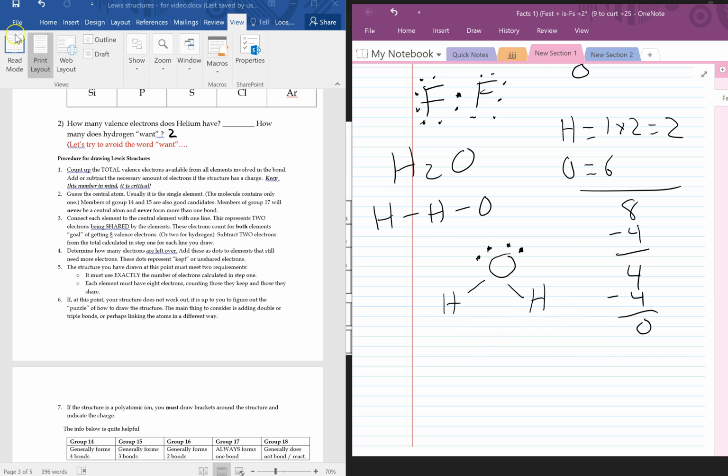So going down to step 5 here and double checking everything I've done, it must use exactly the number of electrons calculated in step 1. Yes, it has. 1, 2, 3, 4, 5, 6, 7, 8. We very carefully kept track of that, and then also I just confirmed it and double-checked. Each element must have 8 electrons, except for hydrogen, which wants 2. So oxygen keeping 4 electrons right here, and sharing 4. 1, 2, 3, 4. So oxygen has 8. Each of these hydrogens is sharing 2. That's all they want. They're good. So we're done, and that is a good Lewis structure for water.